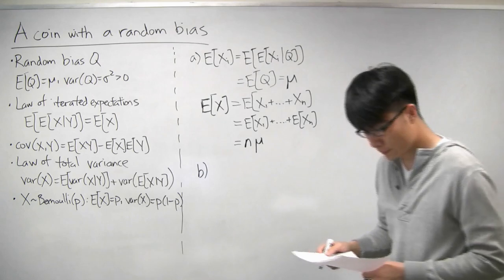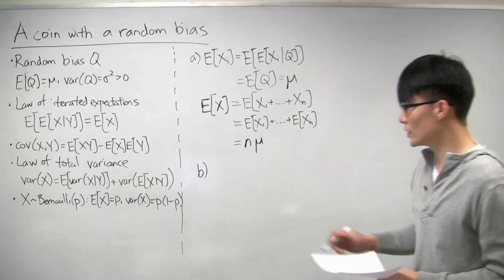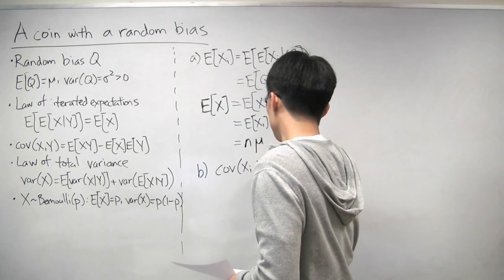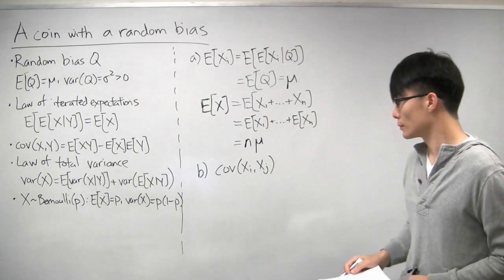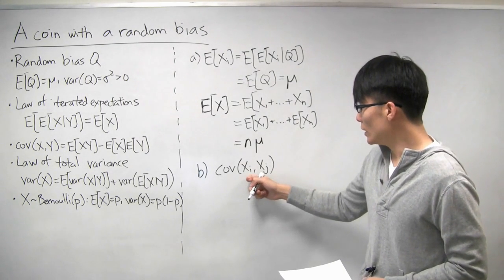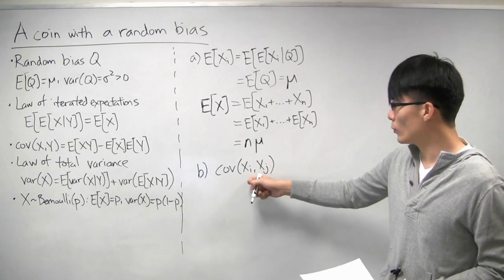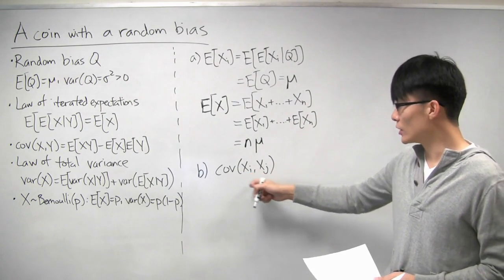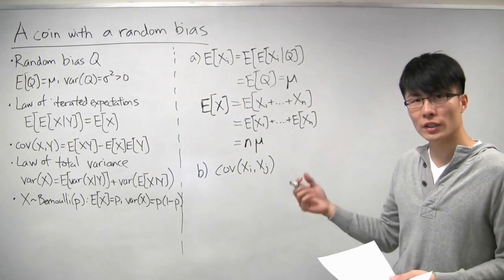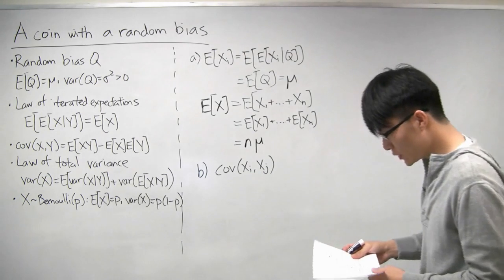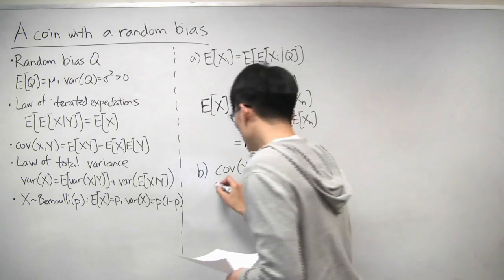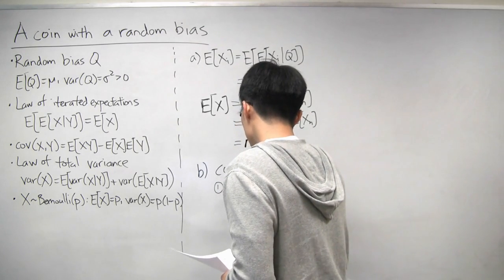So let's move on to part B. Part B now asks us to find what the covariance is between xi and xj. We have to be a little bit careful here because there are two different scenarios: one where i and j are different indices, different tosses, and another where i and j are the same. So we have to consider both of these cases separately. Let's first do the case where i does not equal j.